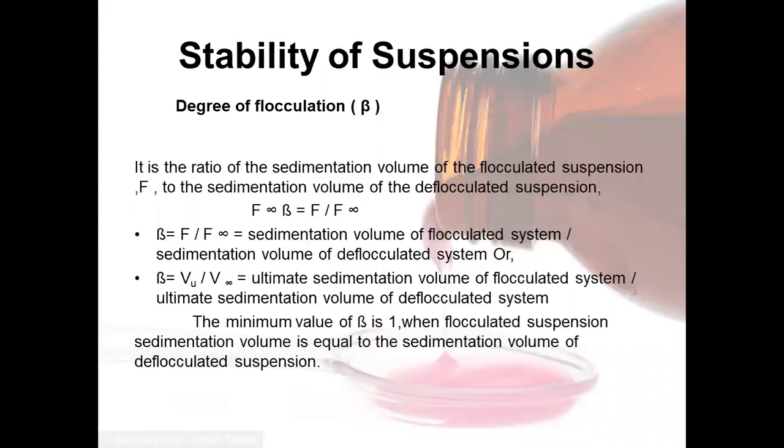If the beta value is near 1, then the suspension does not represent a flocculated suspension. It indicates that the system under study is a deflocculated system. But beta can assume any value greater than 1. In general, the higher the value of beta, the greater the physical stability. Please note these things.